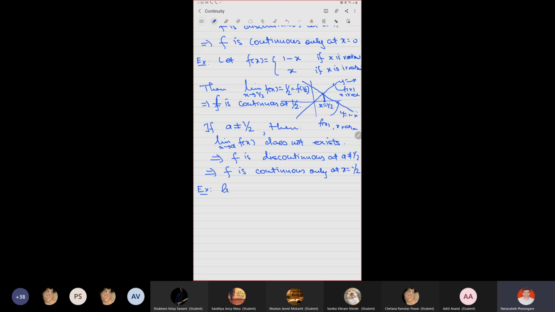Okay, let us see one more example. Let f of x be equal to x squared minus 5x plus 6 if x is rational, and 0 if x is irrational. Then at what point is this function continuous?